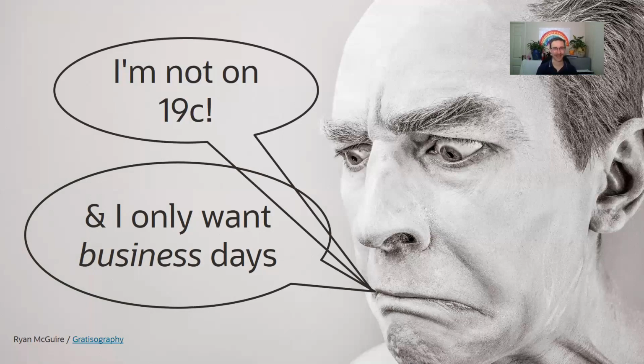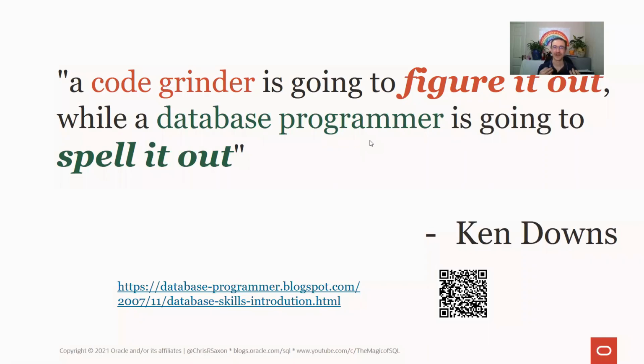Interesting. How do we handle this? Trying to do all that in a SQL query that's generating out these values, excluding non-working days, is pretty tricky. So at this point, I'll go to a quote I really like. As Ken Downs says, a code grinder is someone who's going to figure it out, while a database programmer is going to spell it out. So far we have been figuring it out. We've been trying to write SQL statements to generate the values we want.